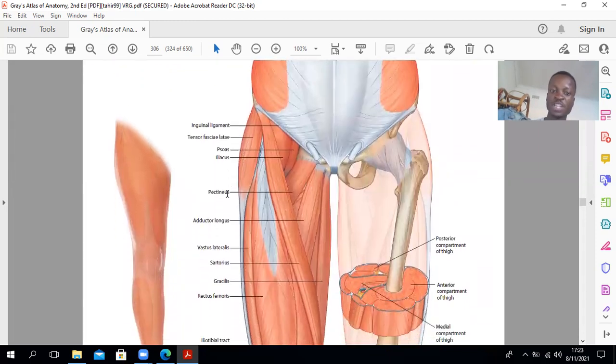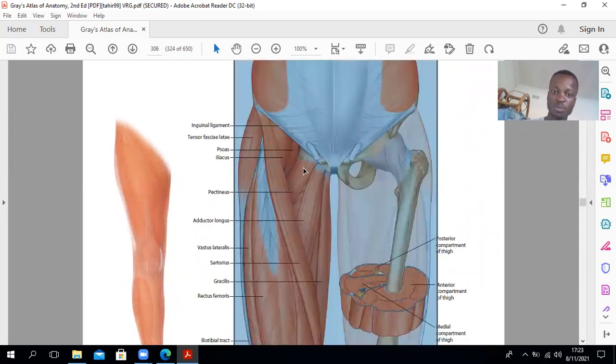Then in this region here, this is going to be the pectineus muscle. Right. The pectineus muscle is a composite muscle. It's going to be innervated by the nerve of the anterior compartment, which is your femoral nerve. It's also going to be innervated by the nerve of the medial compartment, which is going to be the obturator nerve. So this is the pectineus muscle. Right. Pectineus, it will come from the pectineal line of the hip bone and will actually insert onto the pectineal line of your femur. Right.